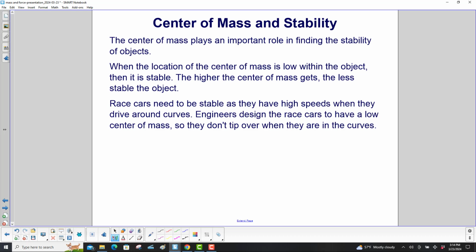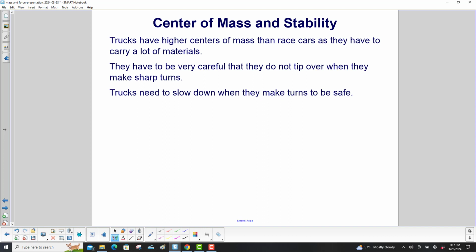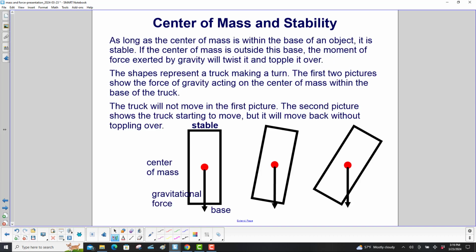Trucks have higher centers of mass than race cars as they have to carry a lot of materials. They have to be very careful that they do not tip over when they make sharp turns. Trucks need to slow down when they make turns to be safe. As long as the center of mass is within the base of an object, it is stable.